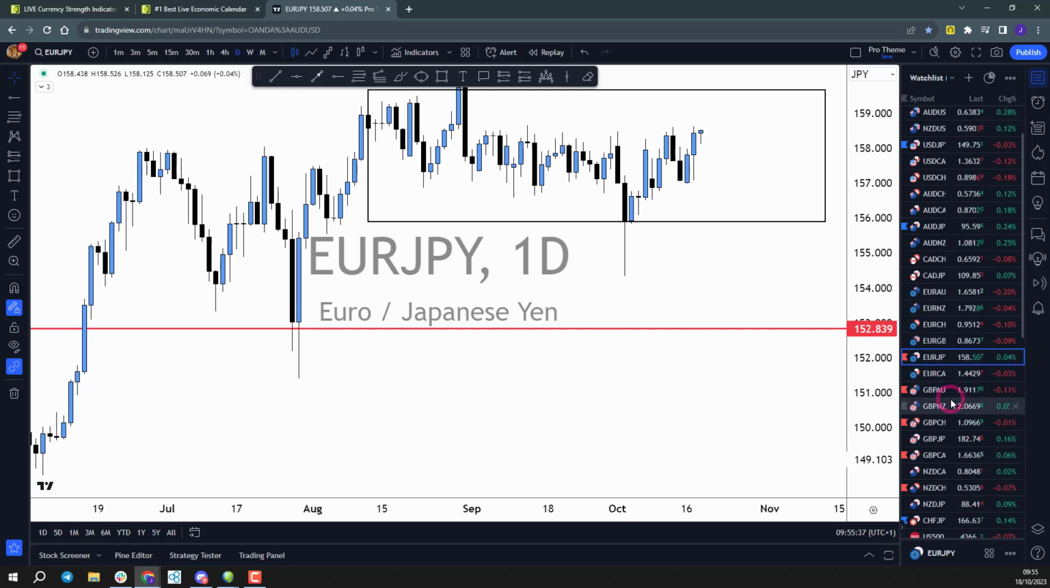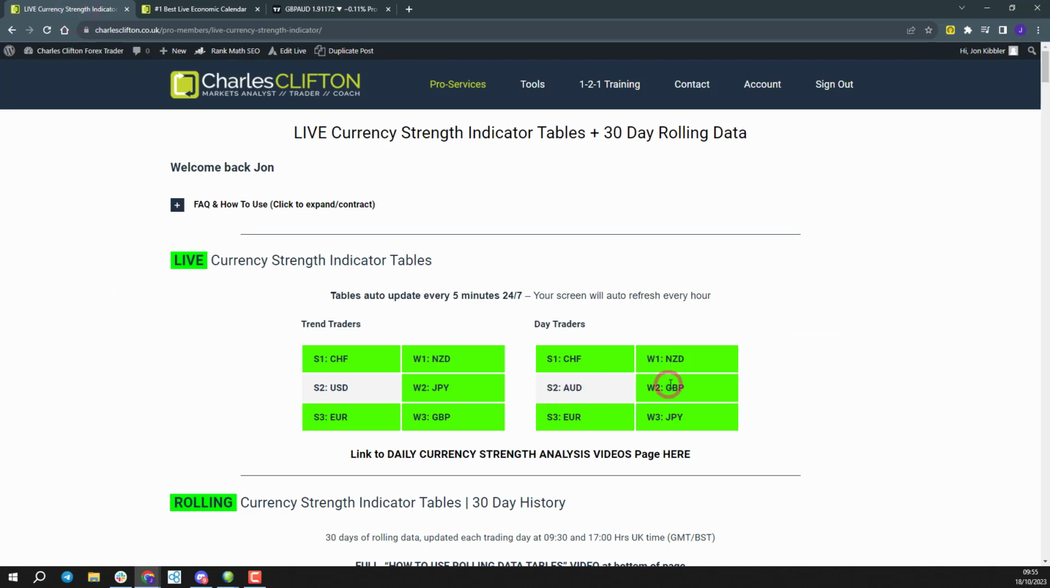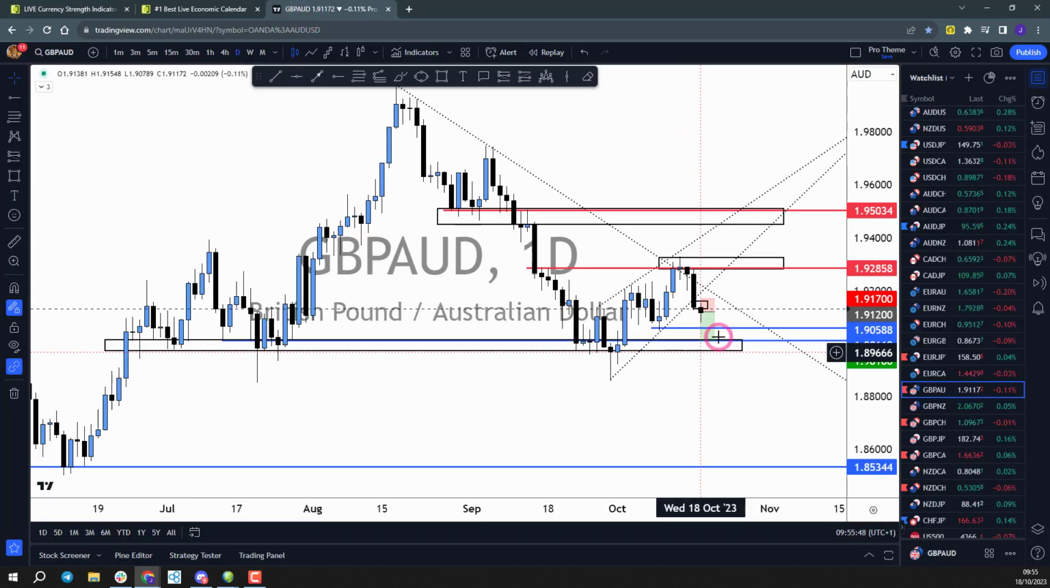Let's go on to some other charts then. So obviously pound Aussie is something of interest. Pound Oz on the day traders table. Oz is the only one that doesn't have that sort of reflection across to the trend traders, but I do quite like a potential opportunity here.